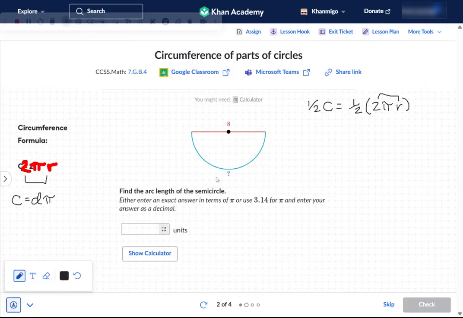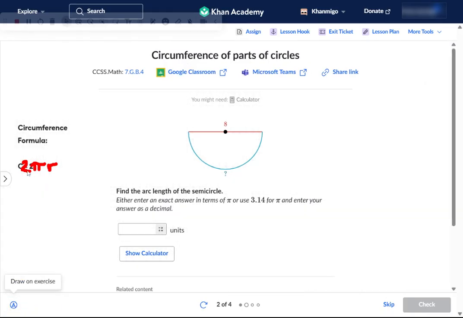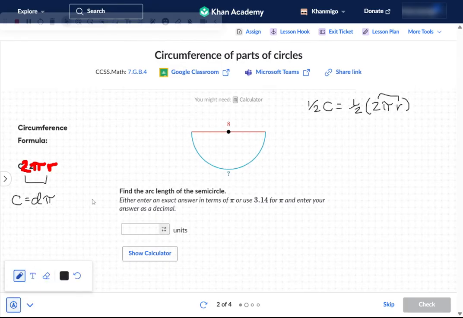All right, so we're finding the circumference. I wrote out the circumference formula from our notes. Circumference is 2 pi r, or 2 radius, which is the same thing as diameter, or diameter times pi. And because we're only finding the circumference for half of the circle, I wrote down on our formula, it's half of the circumference. That way we don't make a mistake, right? We find the full circumference, plug it in, and get the wrong answer.